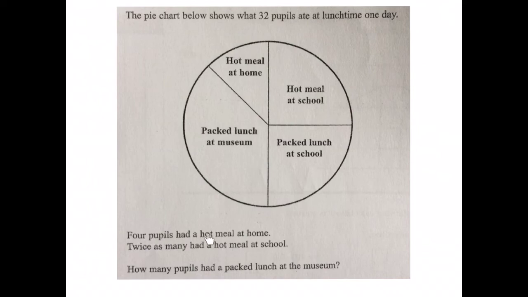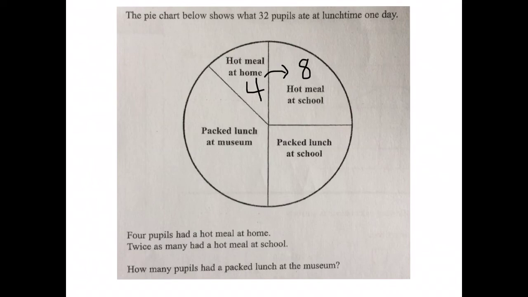The pie chart below shows what 32 pupils ate at lunchtime one day. 4 pupils had a hot meal at home. So we're going to put that information into our pie chart. 4 pupils. Twice as many had a hot meal at school. So again, we can easily work out that one. So a hot meal at school, we're told that is twice as many. So there's 8 had a hot meal at school.